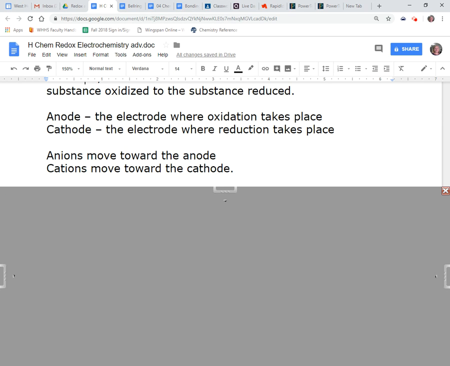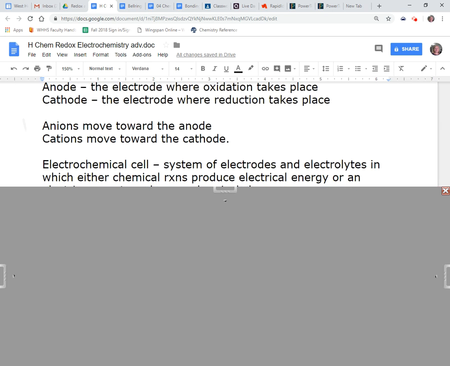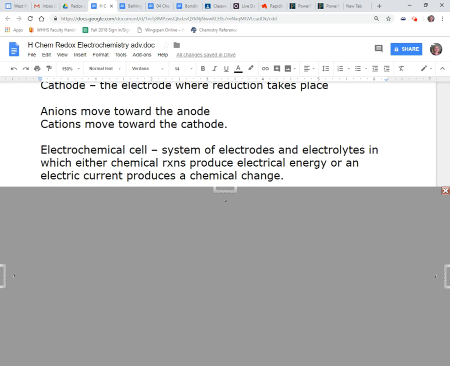On the AP chemistry level, you're going to be looking at a lot of particulate diagrams, and you're going to have to show which way the electrons are going, which way anions, which way cations are moving in an electrochemical cell. So this little bit of information will help out a whole lot as we get into looking at those diagrams. An electrochemical cell is a system of electrodes and electrolytes.